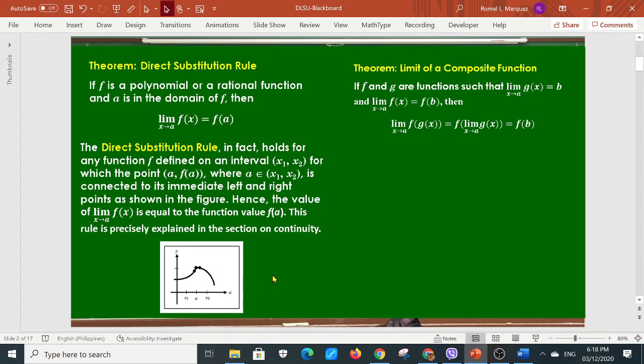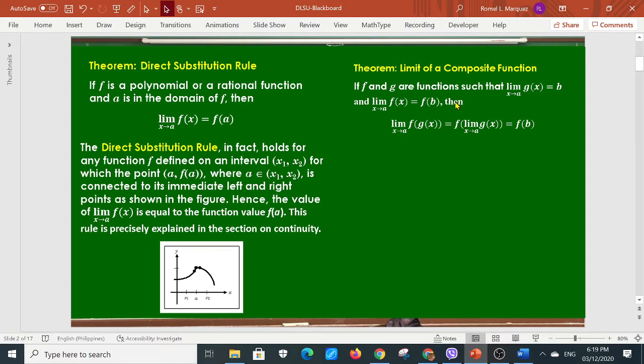So formally, it is precisely explained in the section on continuity. Graphically, there is always a connection from x equals a to at least a value to the left and to the right. So it is connected, no gap. Okay? So you can apply direct substitution rule.